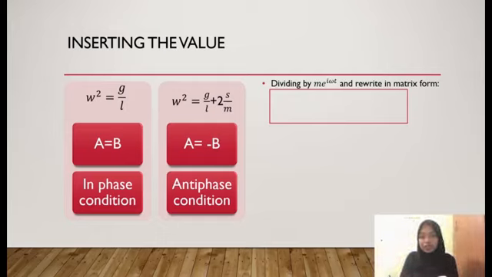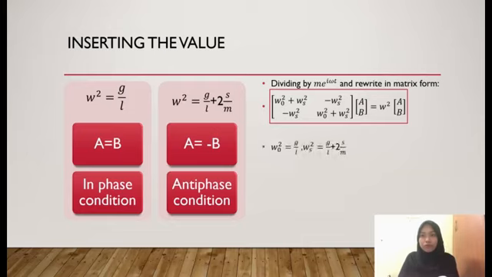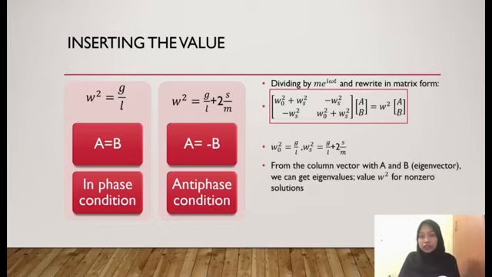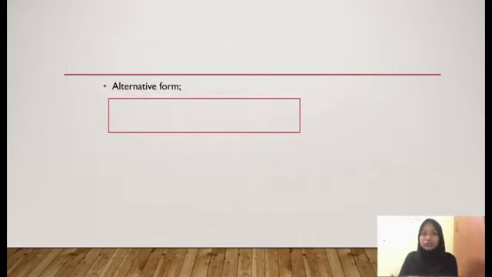Dividing the equations by m times exponential i omega t, the equations will be like this. From this form of equation, we can take it to the form of a matrix like this, where omega naught squared is equal to g over l and omega s squared is equal to s over m. So from this matrix, the column vector with components a and b is an eigenvector of the matrix. Thus, if we solve for its solution, we can get the values of omega squared, which are the non-zero solutions called eigenvalues. Also, the matrix may be written in an alternative form like this.